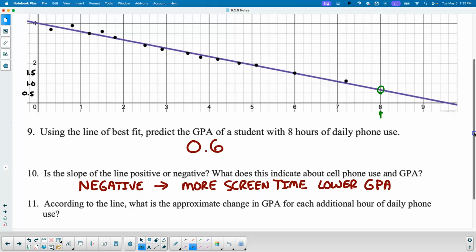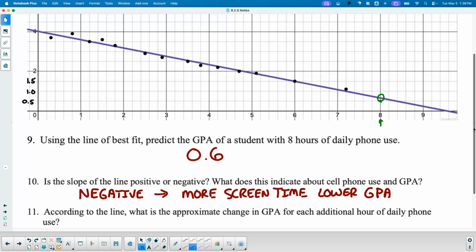According to the line, what is the approximate change in GPA for each additional hour of daily cell phone use? What are we really trying to find here with question number 11? Say loud. We're finding the slope, okay? We need to find the slope of that line, approximately. So it looks like it goes through this point right here, which is the point 0, 4, right? And it looks like it goes through this point directly right there, which is the point 6, 1.5.